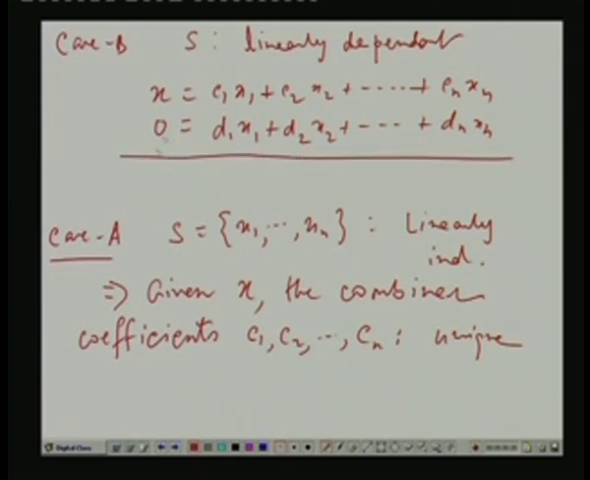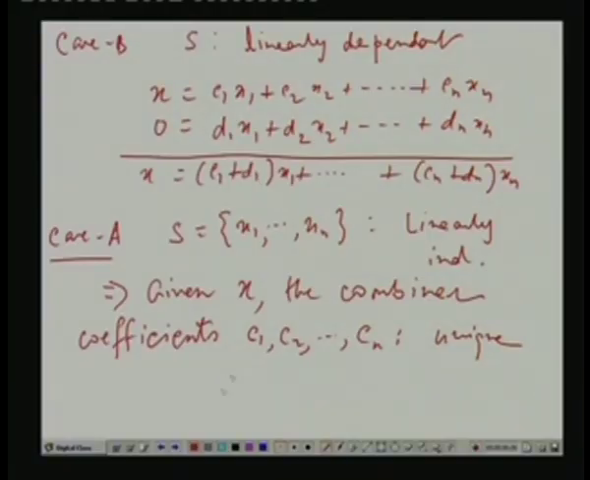Now, add left hand side with left hand side, you get that x, and here you get (C1 plus D1) x1 plus dot dot (Cn plus Dn) xn. And since at least one or more coefficients are non-zero for the D's, you get another linear combination expression for x, where the coefficients are neither C1 nor D1, neither C2 nor D2, but something else, which means there are many possible linear combination expressions for x. So the coefficients are not unique. That shows the redundancy. So that is why we always look for a linearly independent set.